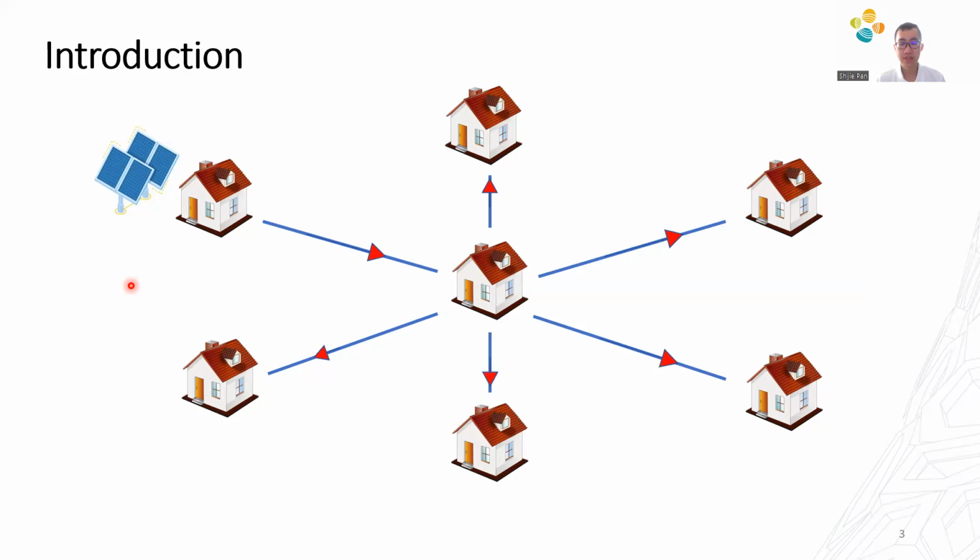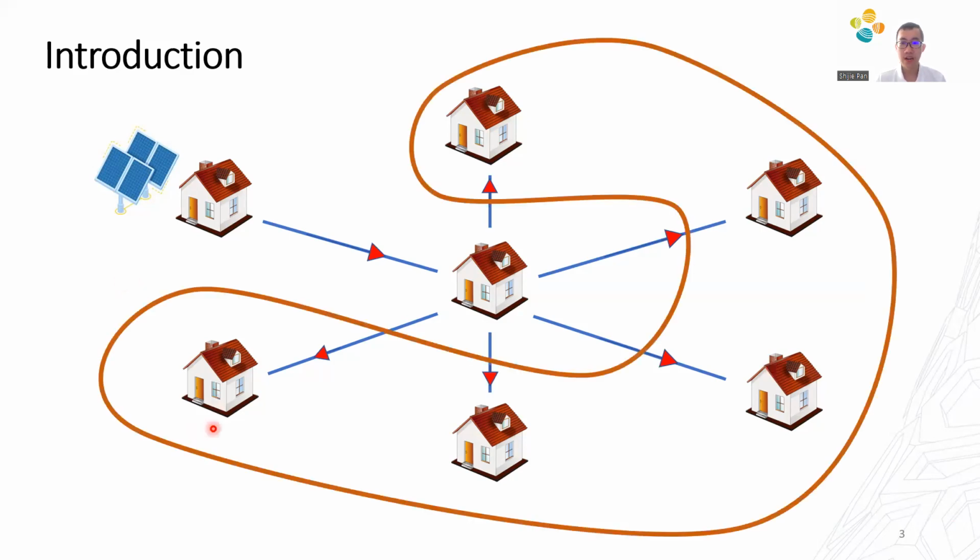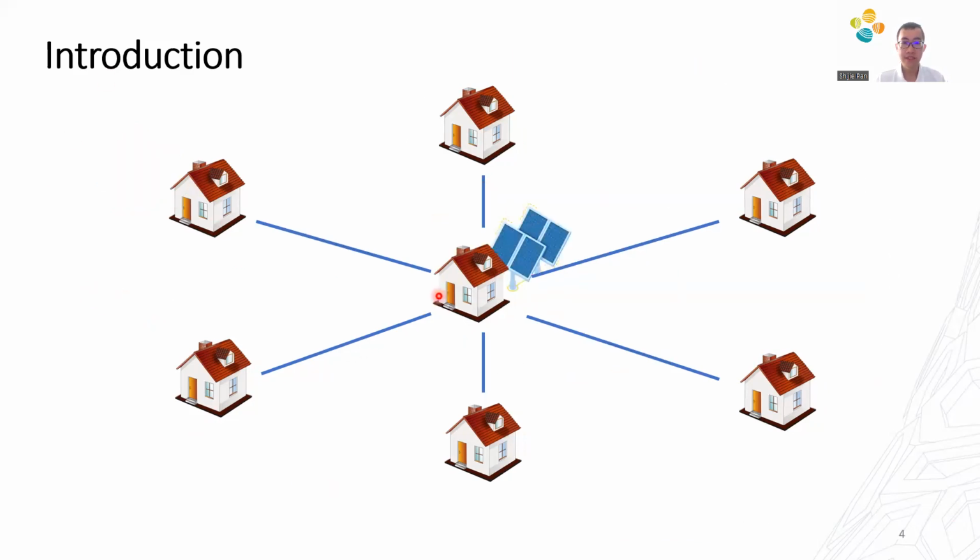We can notice that for these 5 houses, the power has to go through 2 paths before it reaches the end users. But what if we put our PV here in the center of the grid? Now the power will flow like this. And for these 5 houses, the length of the path is reduced from 2 to 1. And for these 2, they just switch their path.